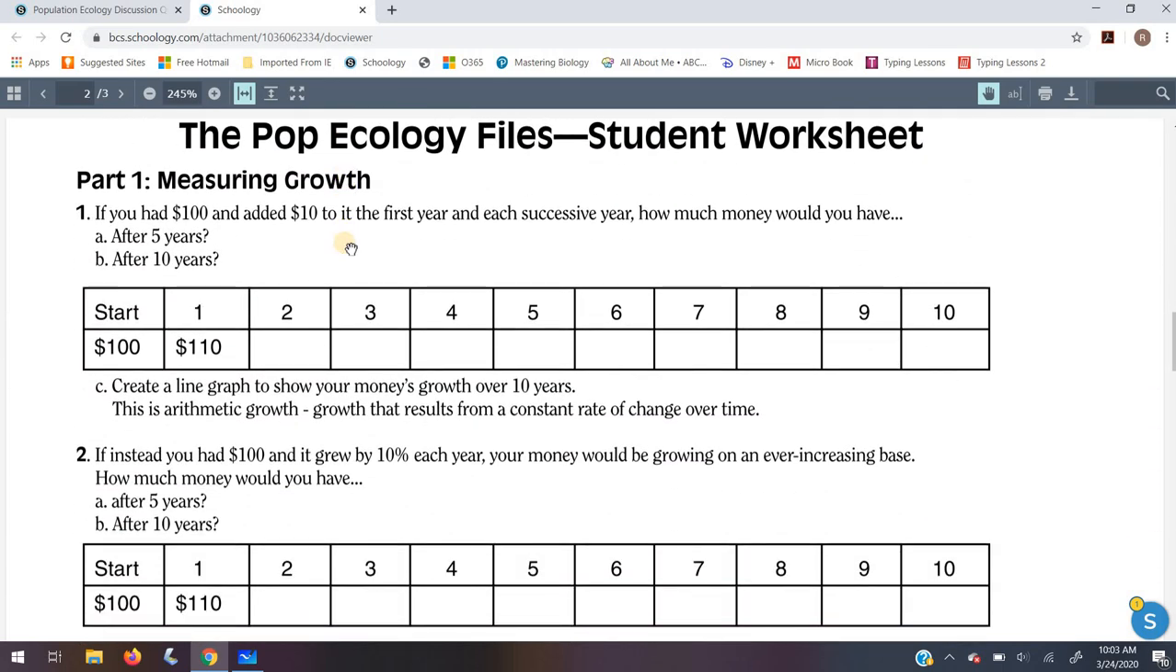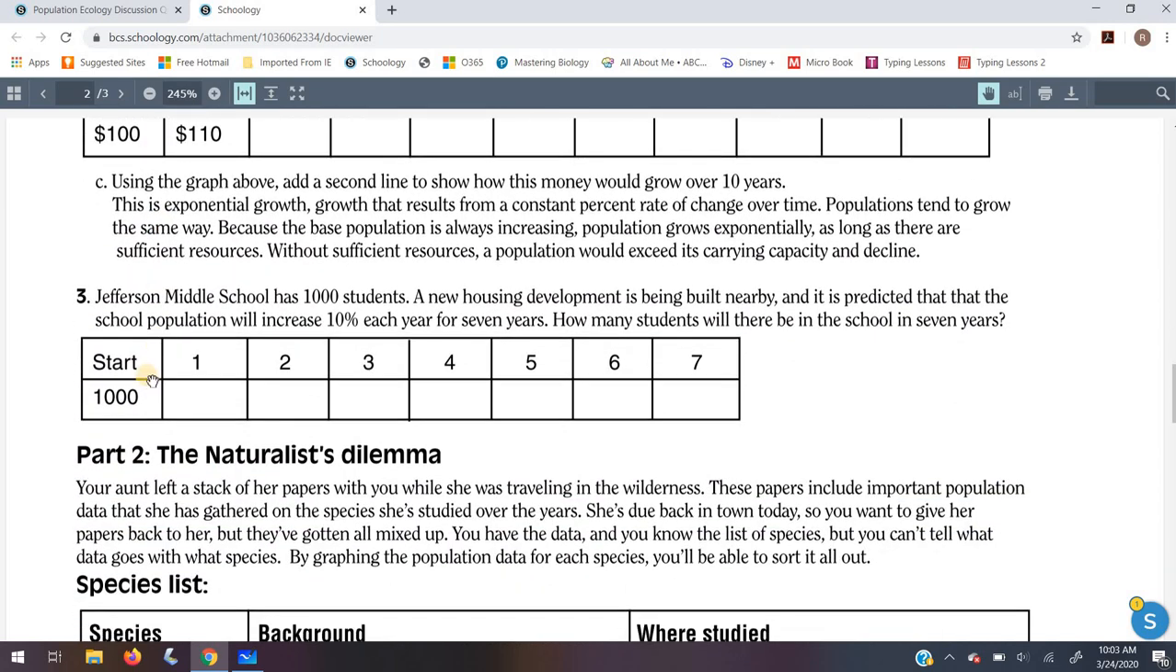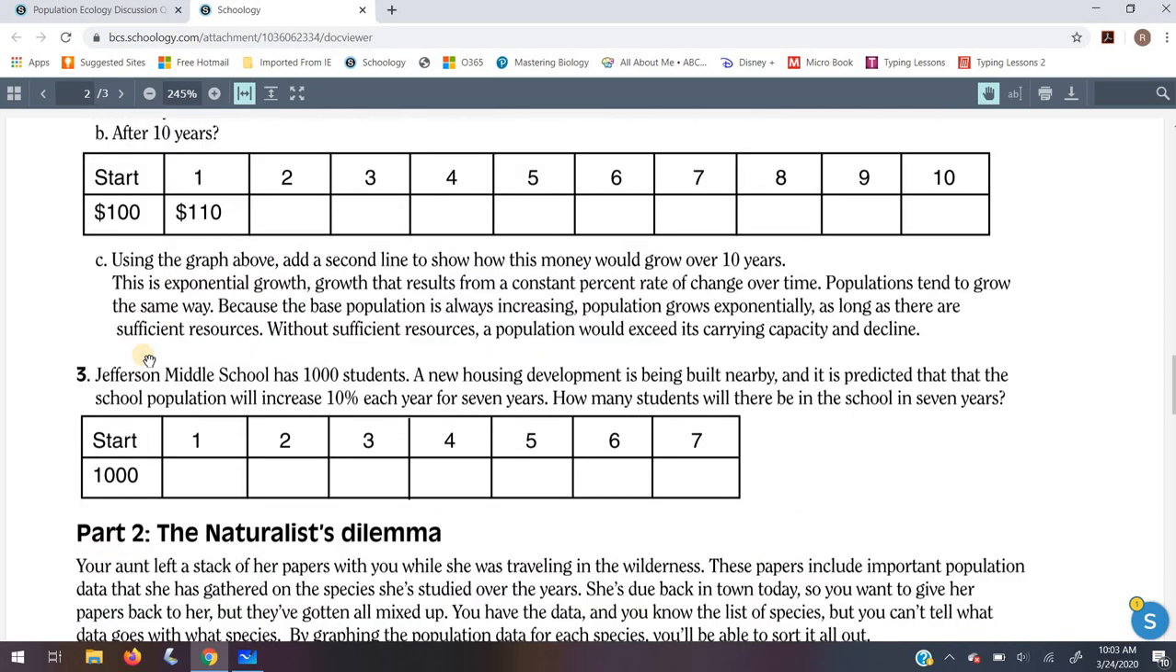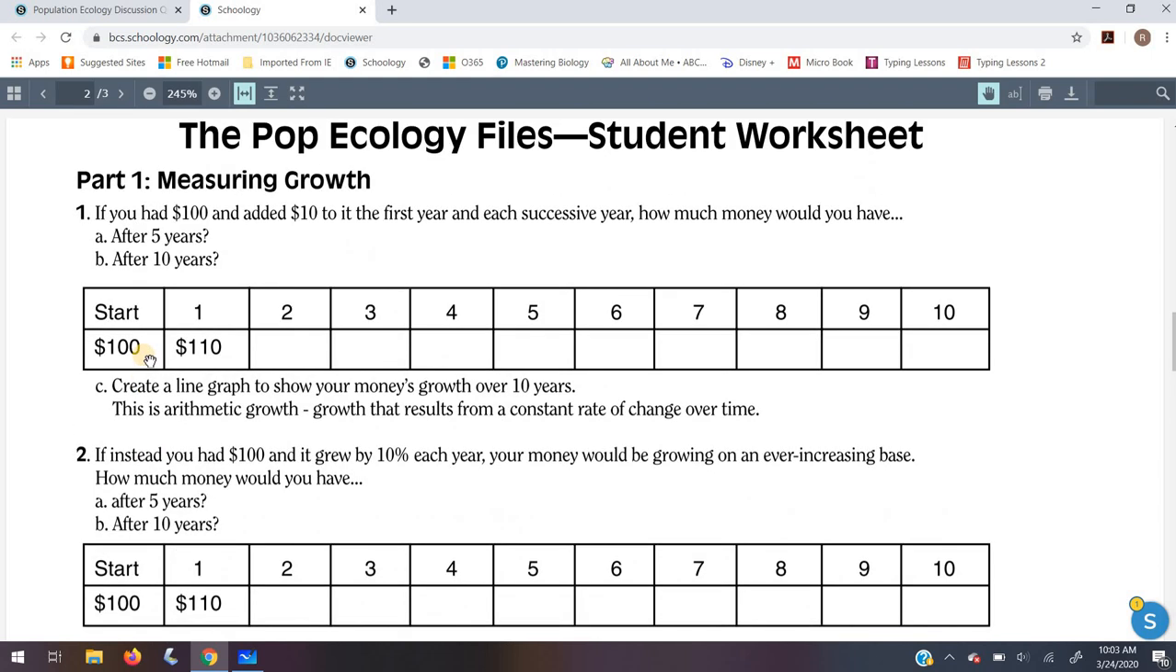All right, into our graphs. Part 1 has 3 questions, and it asks you to just make 1 graph from this. So you have to pay attention to what you're graphing. Number 1, if you had $100 and added $10 to it the first year and each successive year, how much money would you have after 5 years and after 10 years?